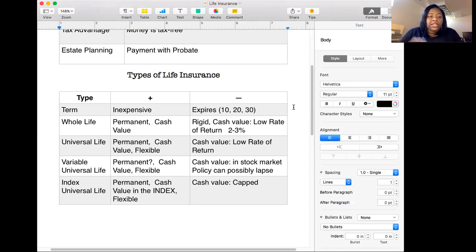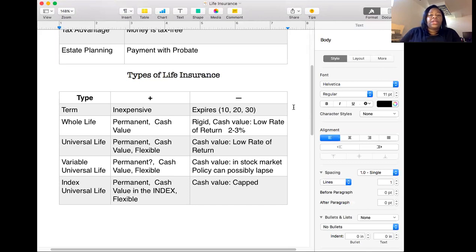The next type of insurance that came out was the variable universal life. And so the variable universal life is permanent, possibly, question mark. It has cash value, and it's very flexible. Why that's important: the cash value is inside of the stock market. So it goes up and down, up and down, and up and down.